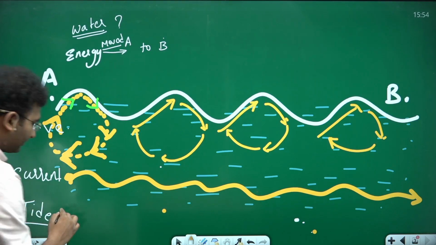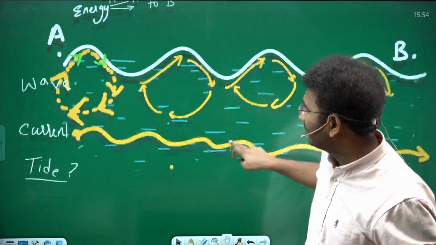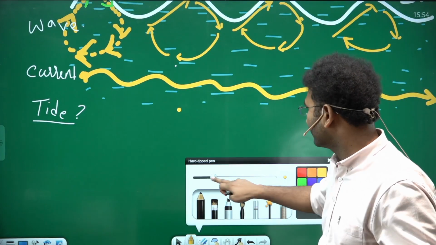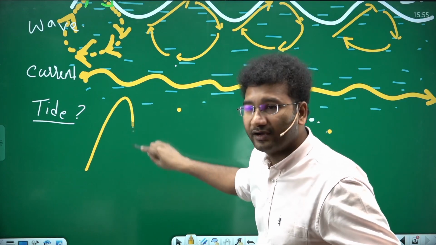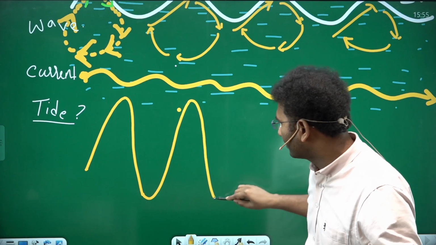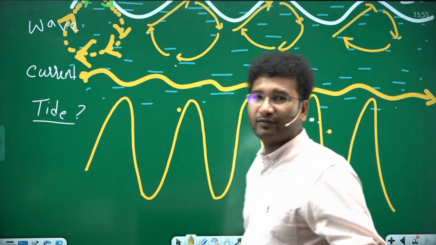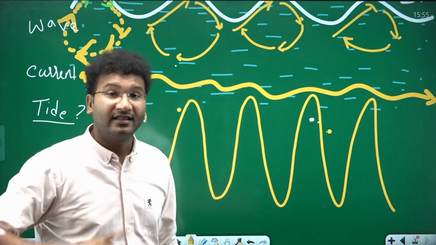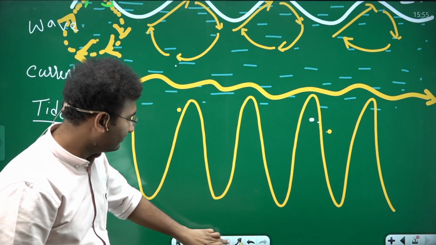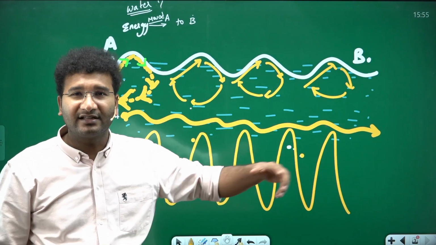Tide kya hota hai? What is tide? In a tide, the water will rise and fall. Look here, what does the water do? The water will rise and fall, but at a greater length. The water will again rise, fall, rise, fall. The rise and fall of the water is called tide, and the circulatory motion of the water is called wave. And if the water is moving from A to B, that is called current.